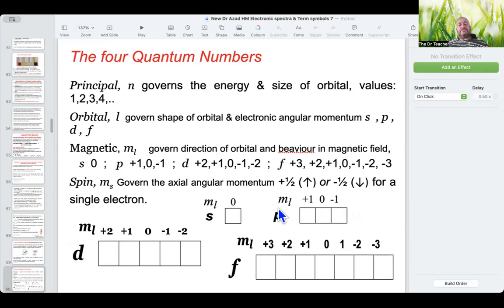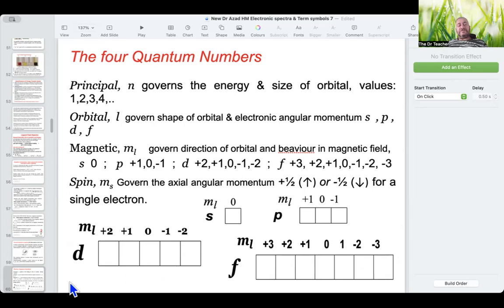So what is L? If L is 0, it means S. L is 1 is P. L is 2 is D, and D has 5 suborbitals. So you start with +2, +1, 0, -1, -2. For F, you have 7 suborbitals, starting with +3, in the middle 0, and to the right -3.